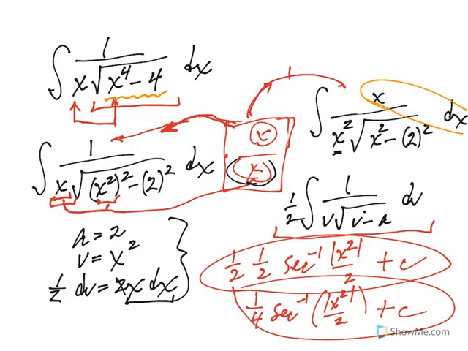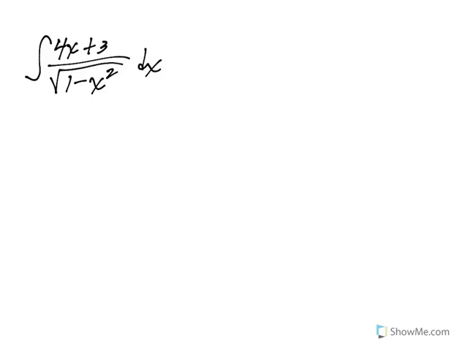All right, just a couple more because I know this is a difficult section. Let's try this one. This looks a little bit more like a u substitution problem. In fact, if I let the innards inside of here be my u, so if I let u be 1 minus x squared, my du is negative 2x dx.